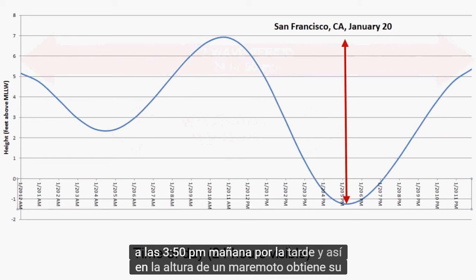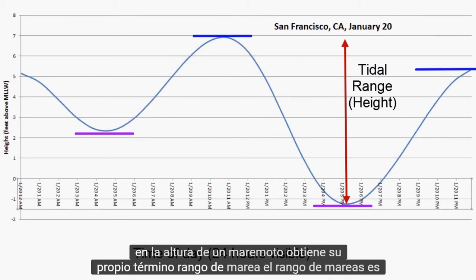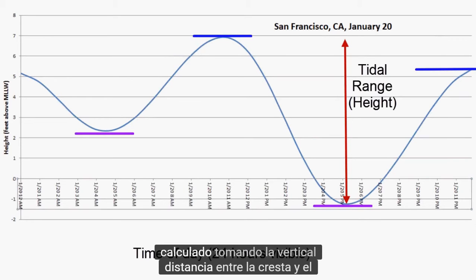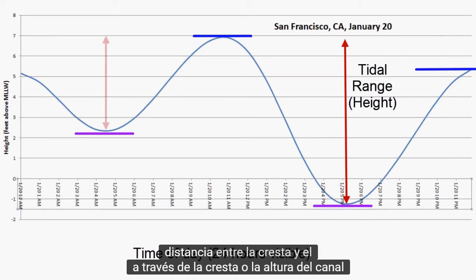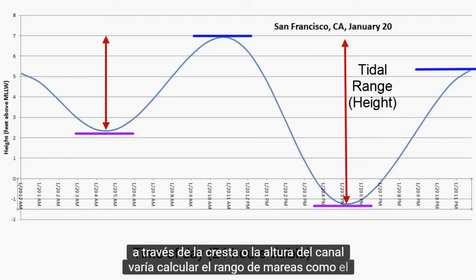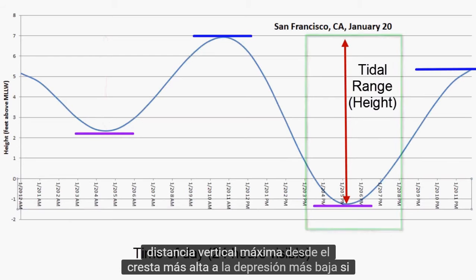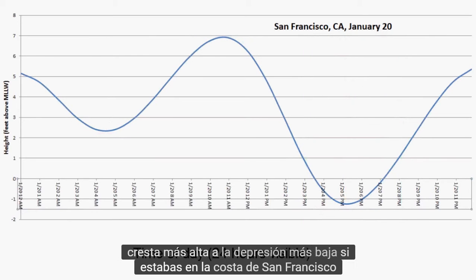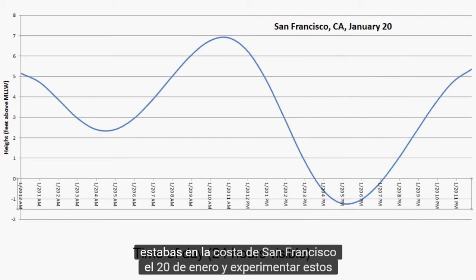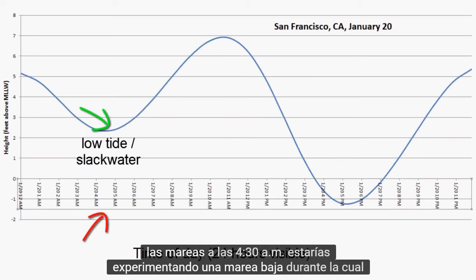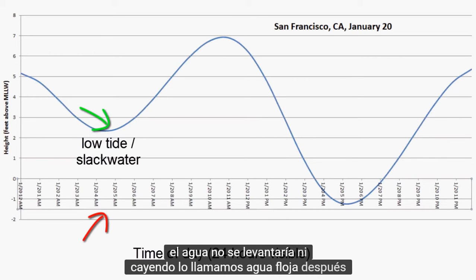The height of a tidal wave gets its own term, tidal range. The tidal range is calculated by taking the vertical distance between the crest and the trough. When crest or trough height varies, calculate tidal range as the maximum vertical distance from the highest crest to the lowest trough. If you were on the San Francisco coastline on January 20th and experiencing these tides, at 4:30 a.m. you would be experiencing a low tide, during which water would be neither rising nor falling. We call this slack water.